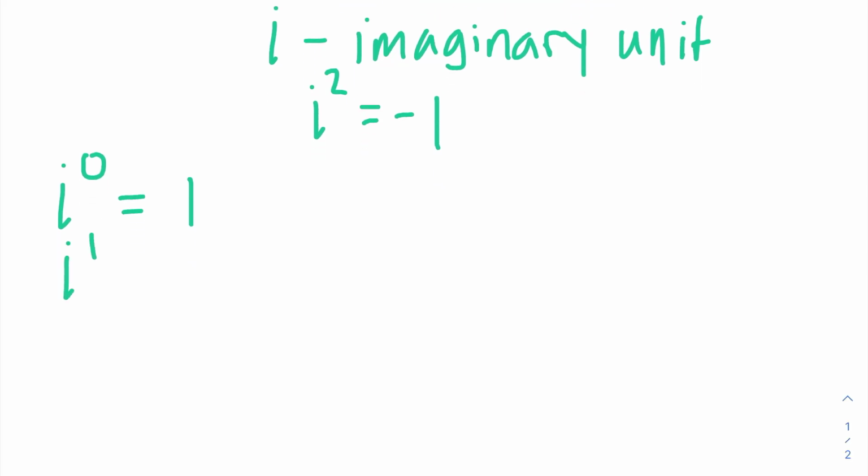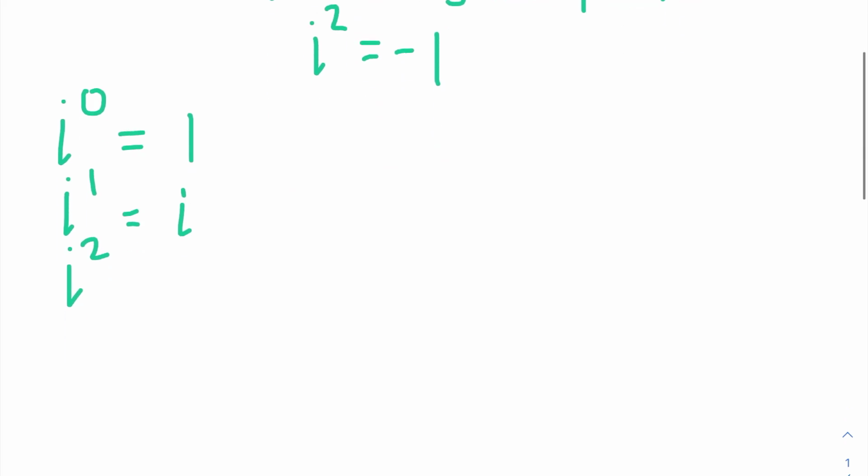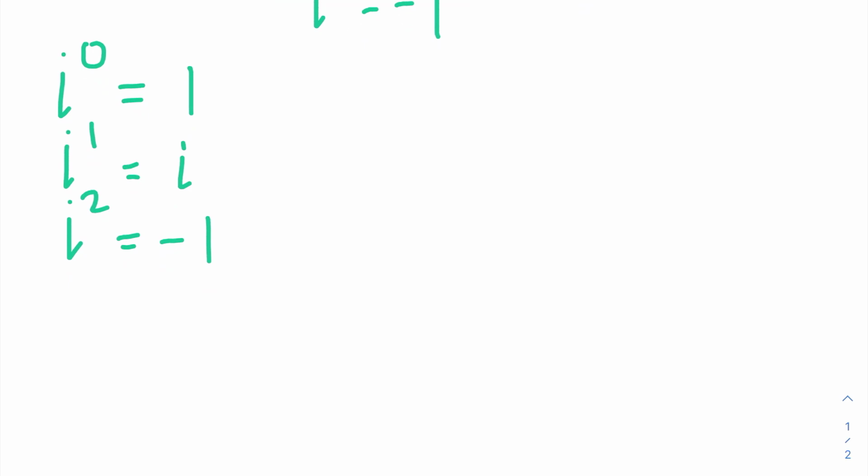What about i to the power of 1? Well, anything to the power of 1 is just itself, so we get i. i to the power of 2 we already know, because by definition, i to the power of 2 is equal to negative 1. Now what about i to the power of 3? Well, that is just equal to i to the power of 2 times i. And i to the power of 2 is negative 1. So you have negative 1 times i, which is just equal to negative i.